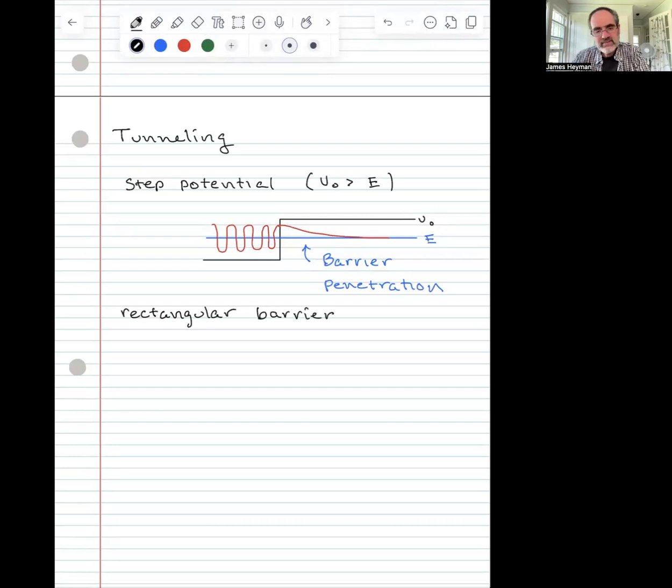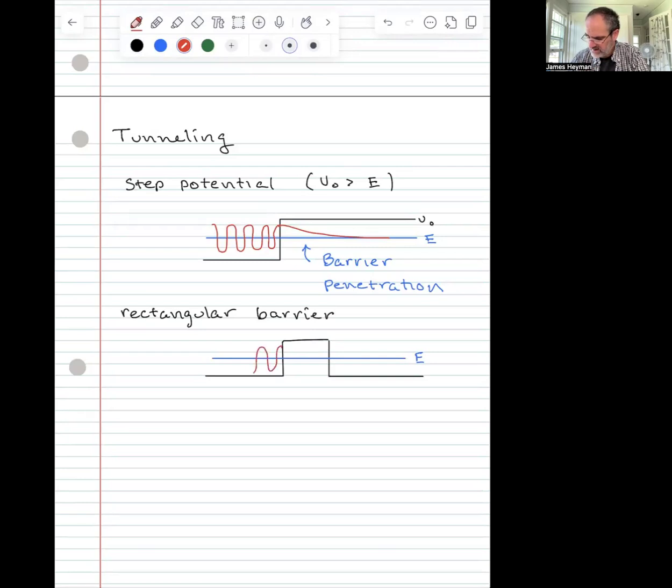Okay, so that result that we just saw raises a really interesting idea. It raises the idea that if we had a potential that looked like this, which steps up for a short distance and then steps back down, that if we had a particle incident on this barrier, even if the energy of the particle was less than the height of the barrier, we might get transmission through the barrier. And here's why.